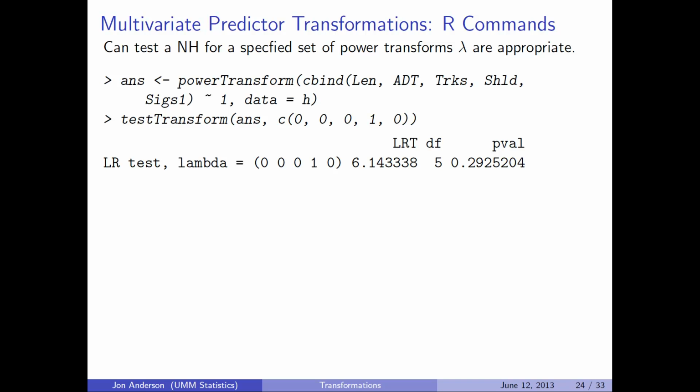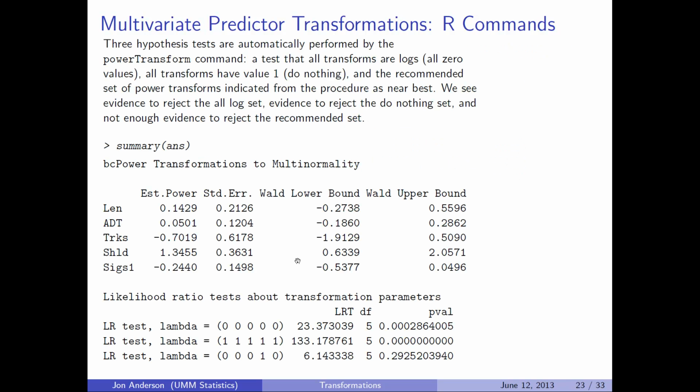You can also specify a specific test to be performed. So after you do a power transform command and all of the lambda information is stored in the object ANS, or answer, you can test a particular transform vector using the test transform command in the car library, put in the power transform object ANS, and then supply a lambda transform vector. And you'll notice it does the test, it does a likelihood ratio test statistic, and p-value. You will have seen that one before as part of the standard output.